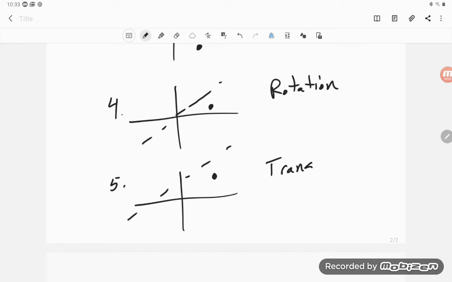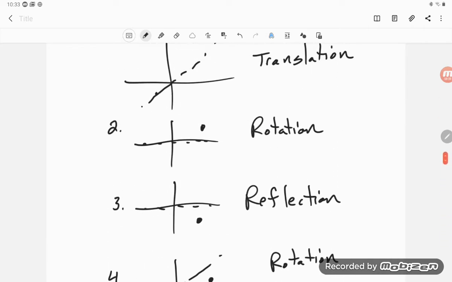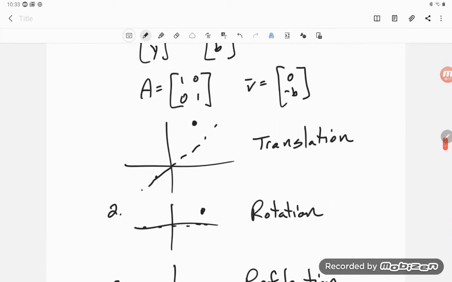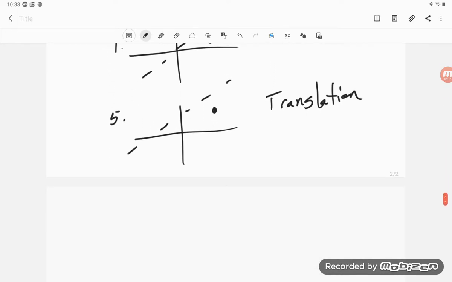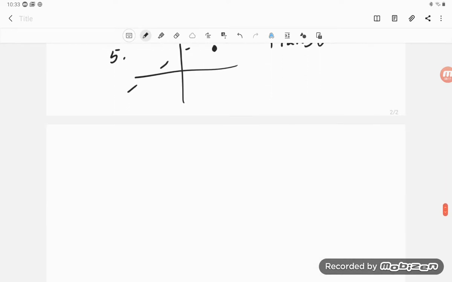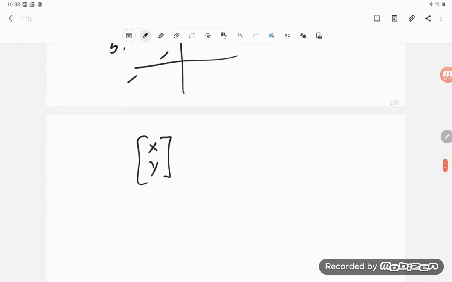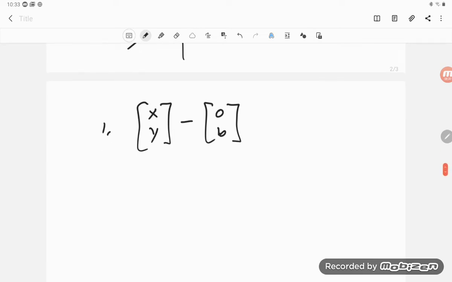And I get my answer. Okay, so if we do that, kind of in series, I would start with some xy. I would subtract off my 0b. Okay, so there was the 1. Then the 2, I would hit this with a rotation matrix.